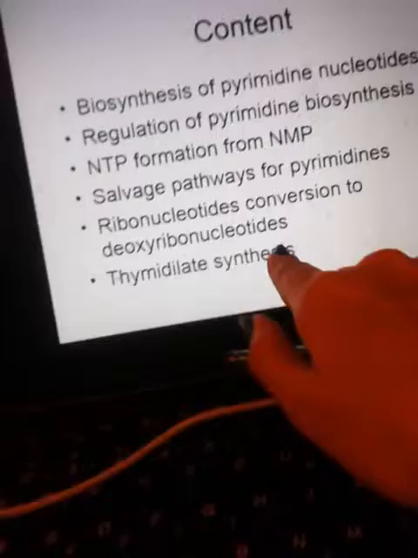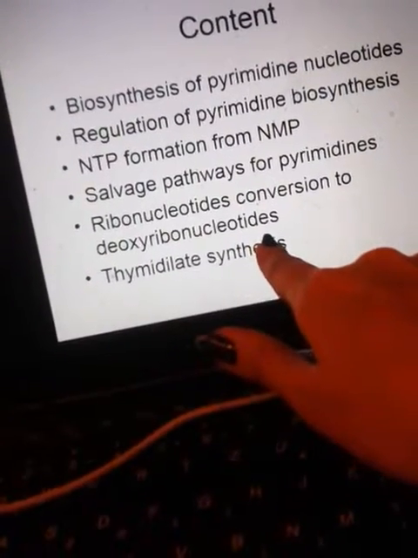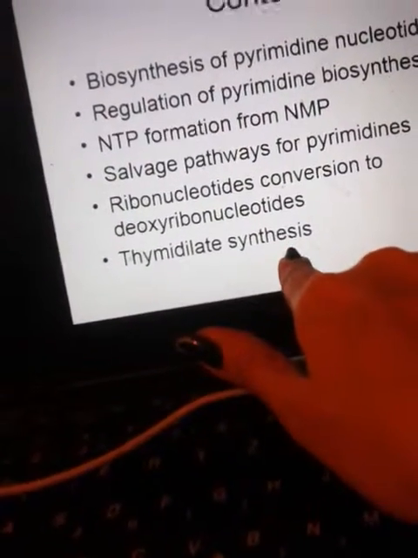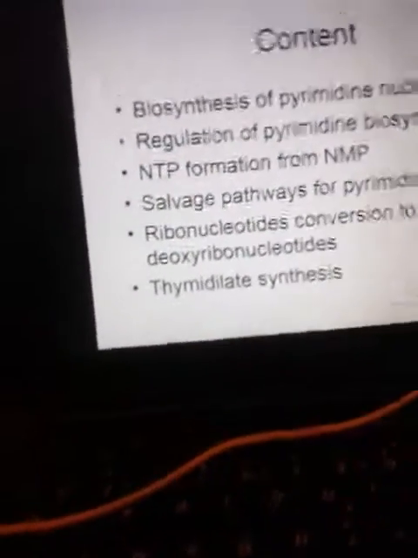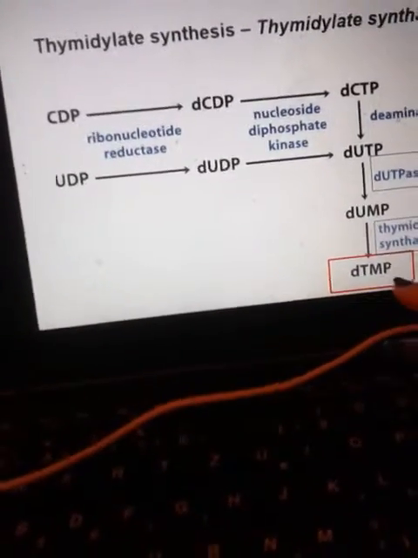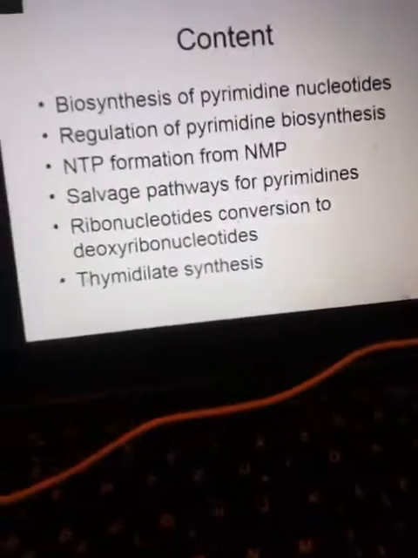Ribonucleotides are converted to deoxyribonucleotides by the help of which enzyme? Ribonucleotide reductase. And thymidylate synthase. Thymidylate synthase from dUMP. From dUMP produces dTMP. From uracil the thymidine is produced.